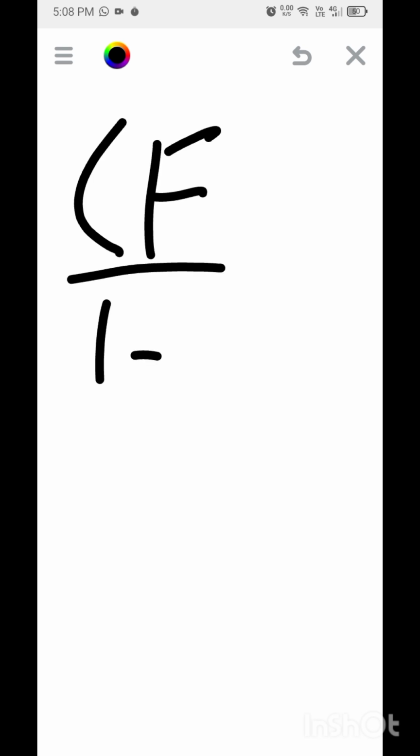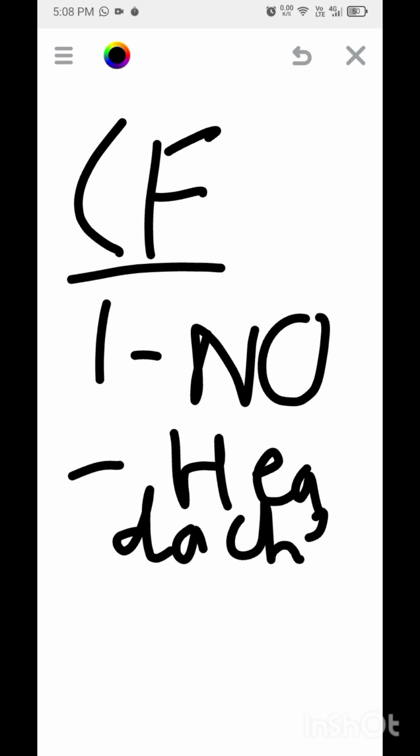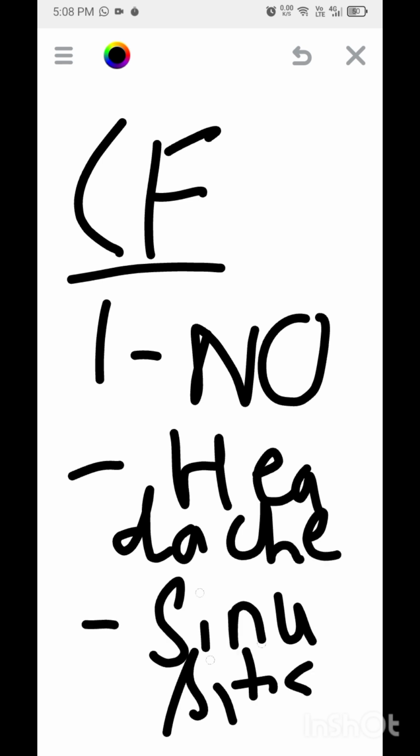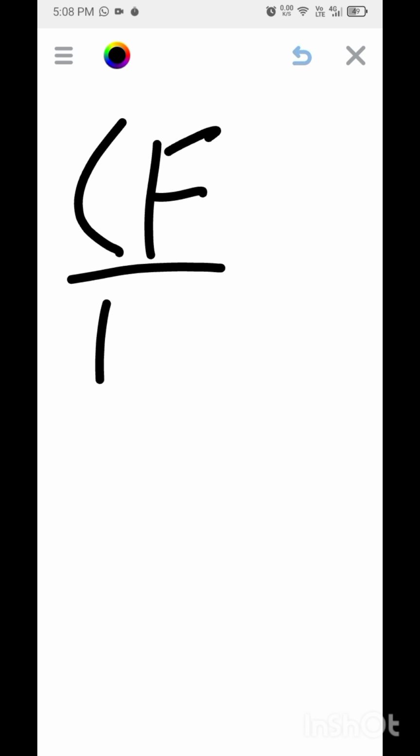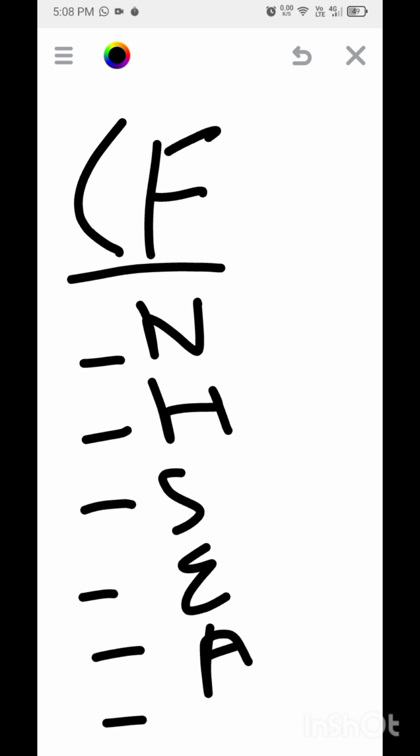Then we move towards the clinical features of DNS. What are the clinical features of DNS? The clinical features include nasal obstruction, headache, sinusitis, epistaxis, insomnia, and middle ear infection. Let us discuss them one by one.